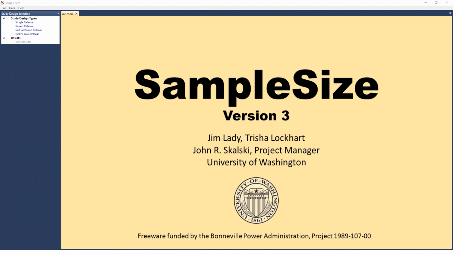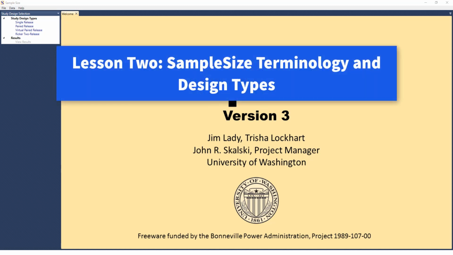SampleSize is a program created by Columbia Basin Research at the University of Washington School of Aquatic and Fishery Sciences with funding provided by the Bonneville Power Administration. SampleSize allows users to input a range of release sizes or estimates to calculate the precision of survival projections and view those results via a graphical interface. Today, I'm going to walk you through the terminology used in Program SampleSize.